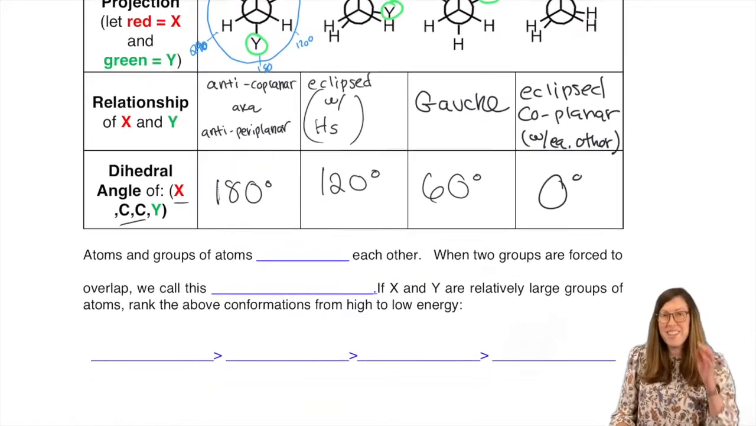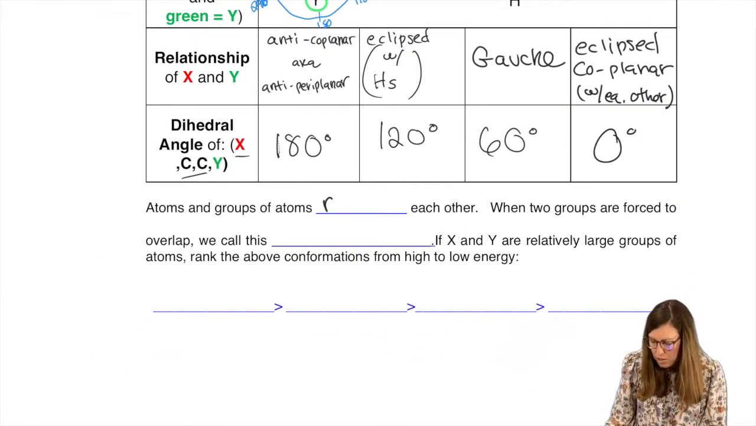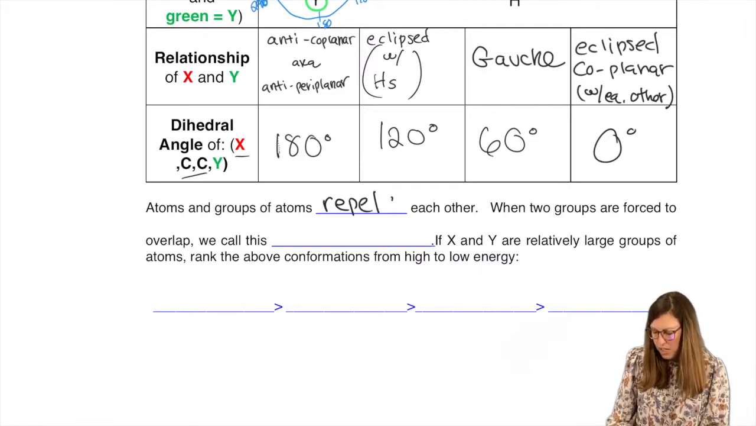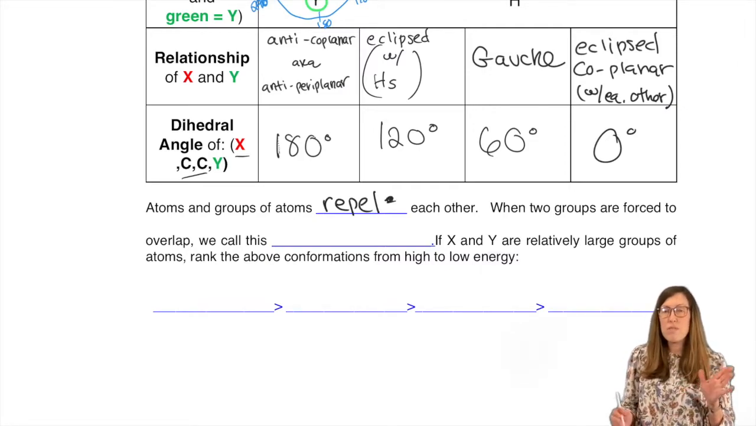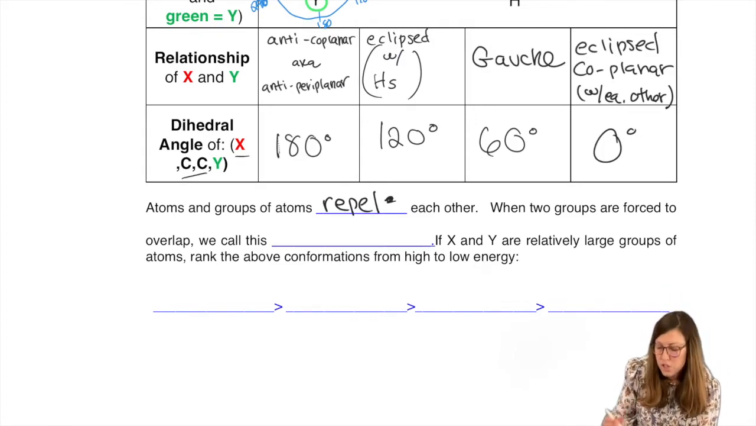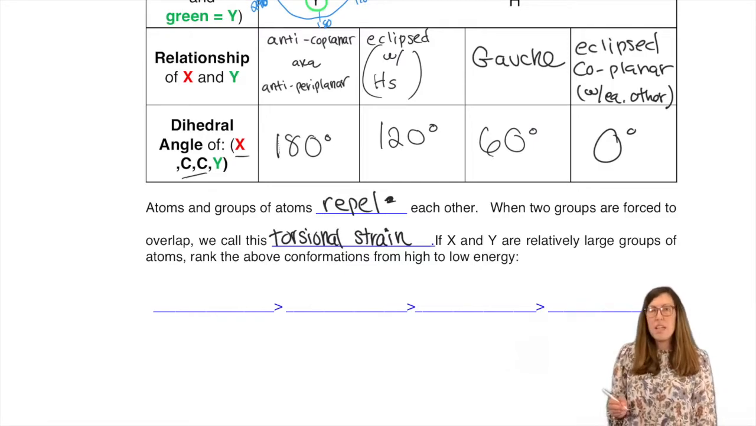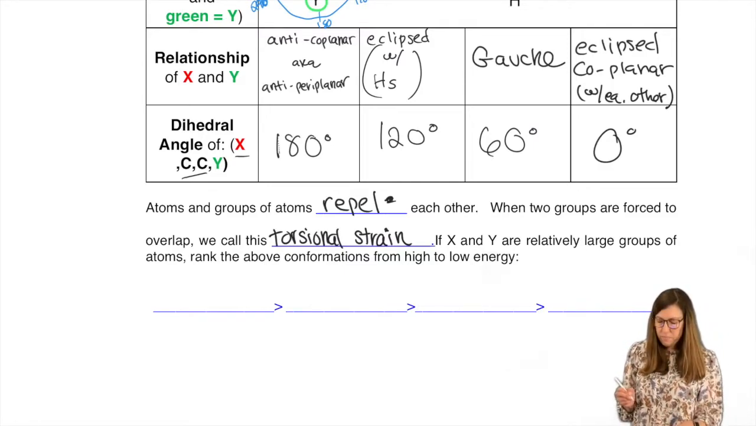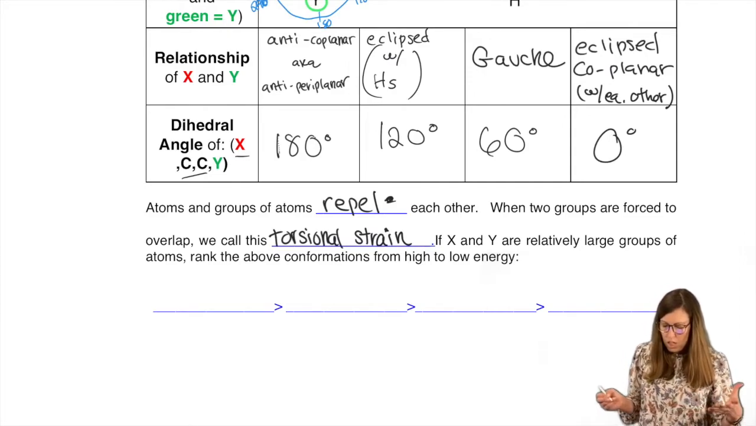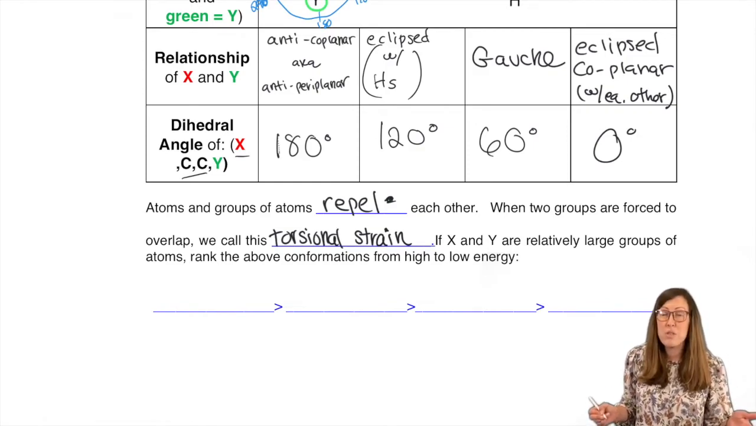Okay, so in summary, this table kind of summarizes some of it, but we know atoms and other groups of atoms from VSEPR theory repel each other. When two groups are forced into closer proximity of each other by rotation, like that gauche interaction or the eclipse interaction, we call this torsional strain. That is not desirable, it costs energy. If X and Y are large enough, then we will see a significant difference in the preference for some conformational isomers over another.